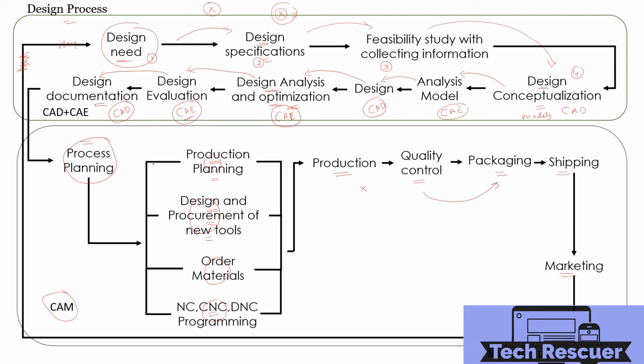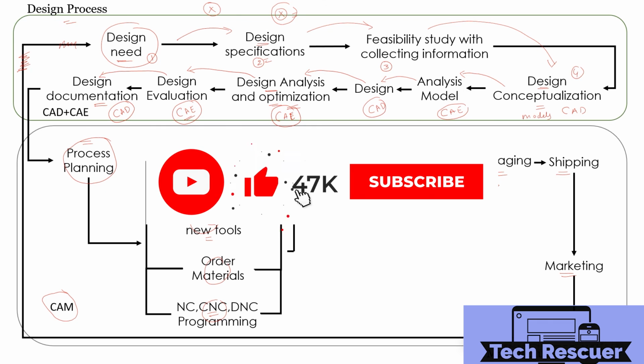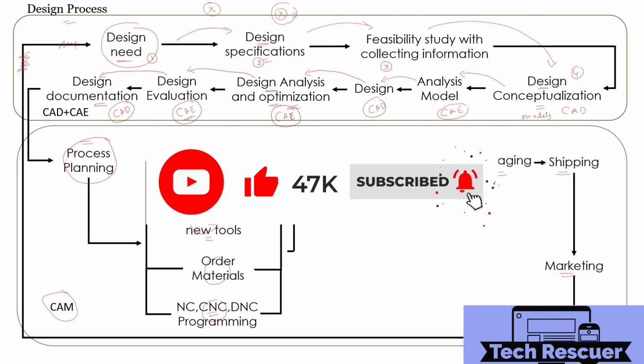So this is what a basic industrial product cycle looks like. And remember, this is a very brief introduction to the entire design process. Sometimes for a few products it may include some extra steps, or repetition of steps may also be there. But this is an overview of the industrial product cycle.